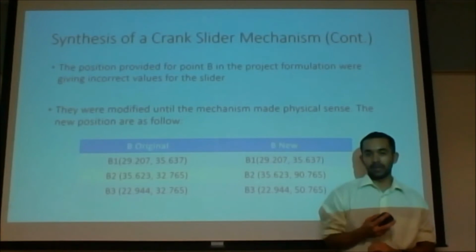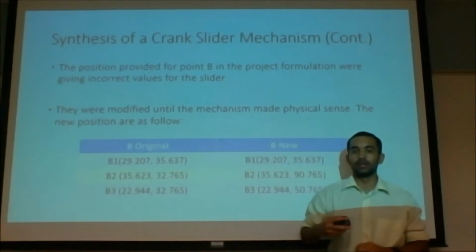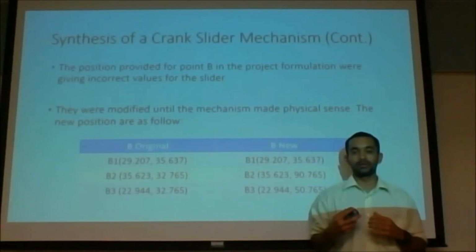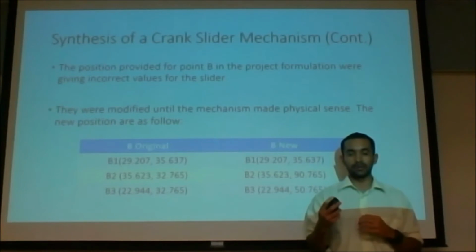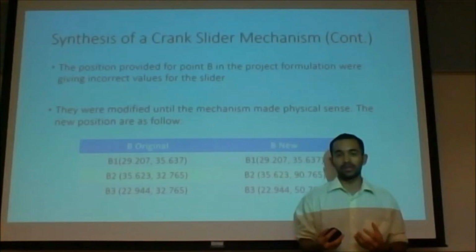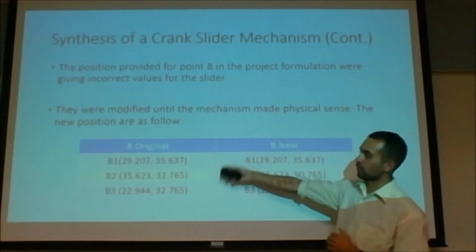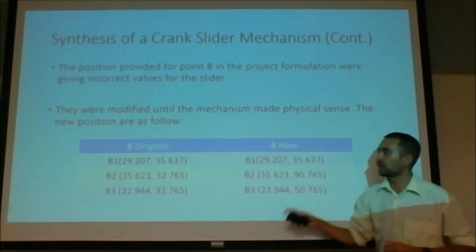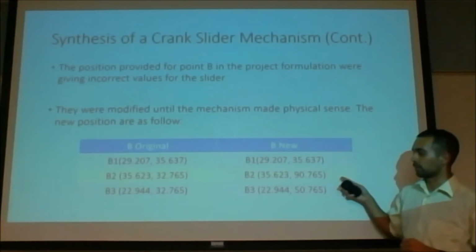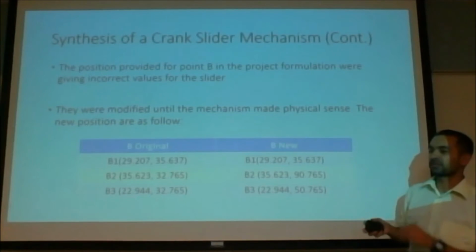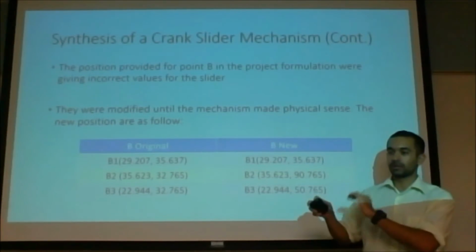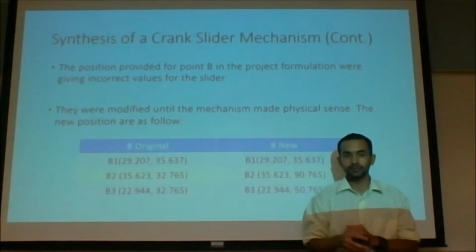For the position provided for B, the project formulation gave incorrect values for the slider. So we were allowed to move those points by plus or minus 1 inch until the modified mechanism makes physical sense. Here on the chart it shows our original B values, and then we added the new B values to fully develop the crank slider mechanism so it passes through those points in a collinear linear system.